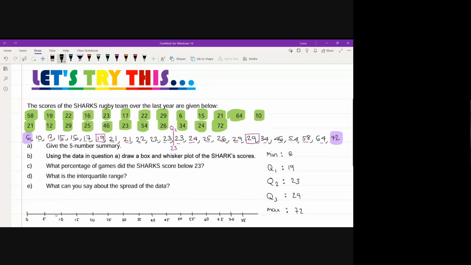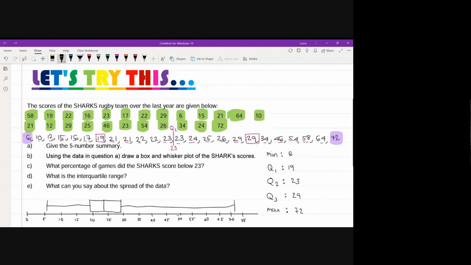All right. So first number is 6. That is our first whisker on the left. That is our minimum value. Our maximum value is 72, so that's over here. Our Q2 is 23, so 23 would be over here. Q3 is 29, so that's over here. And Q1 is 19, so that's over there. So this is like the tiniest little box. And then look at our 2 whiskers. That's how that should look.